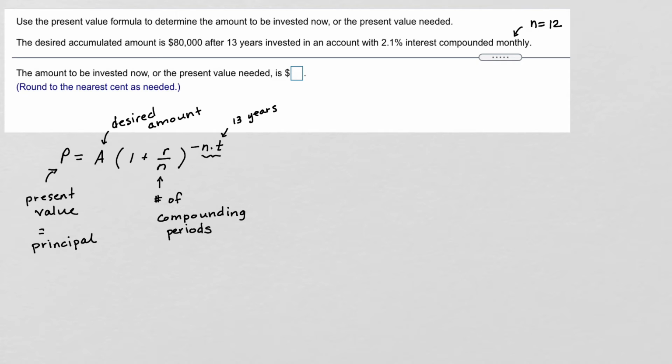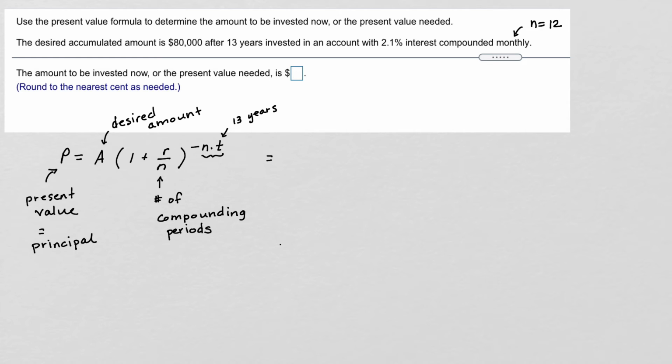So really what this exponent tells me, the n times t, is how many times the value is going to be compounded, or the interest is going to be compounded over the course of the investment. And we have a negative exponent there because we're actually doing this kind of backwards from what we usually do. We start off with how much is being invested, and we multiply it by 1 plus r over n to the positive nt, and that gives us A. So it's a negative exponent because we're going in reverse.